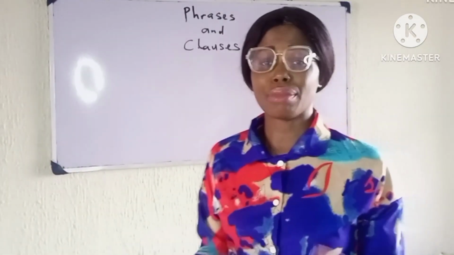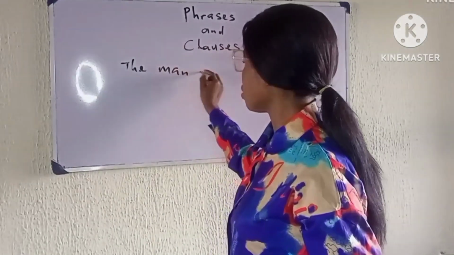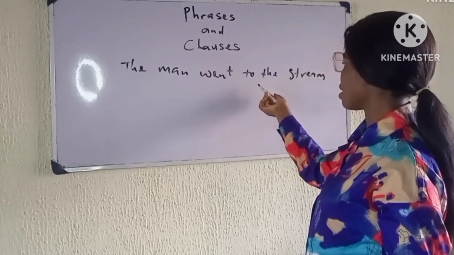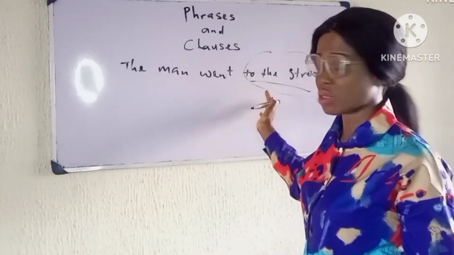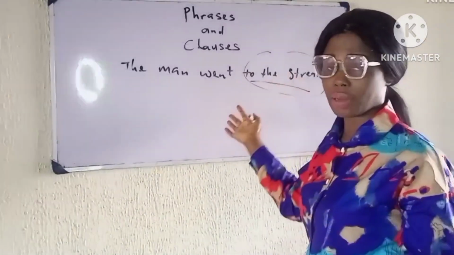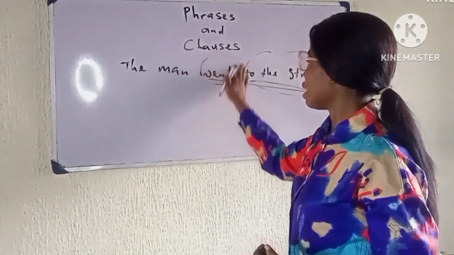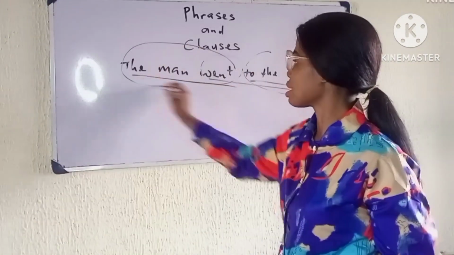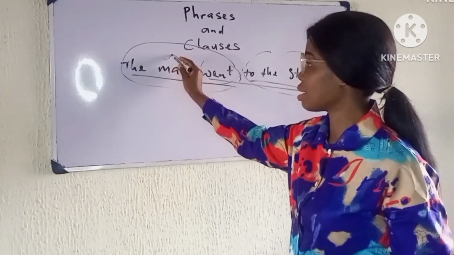For example, the man went to the stream. If you underline, let's say, "to the stream", it is a group of related words, and it does not contain a subject and does not contain a verb. So this is a phrase. Now, if I underline "the man went", this is no longer a phrase. It is a clause because it contains a subject and a verb.